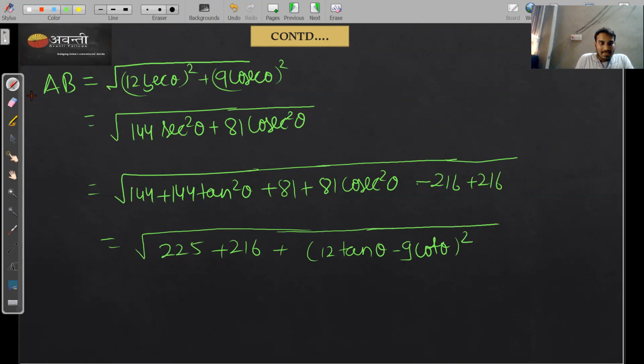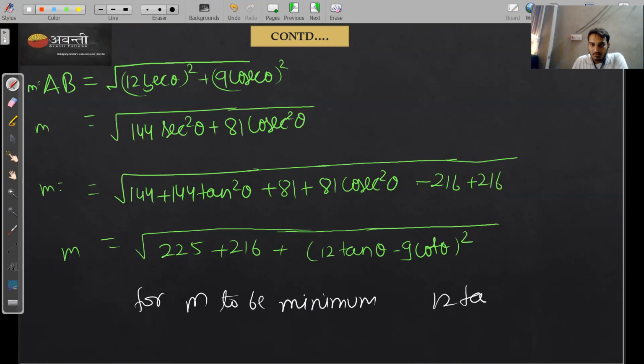AB, which is m. Now for the minimum value of m, what do you do? For m to be minimum, 12 tan theta minus 9 cot theta is 0, right?